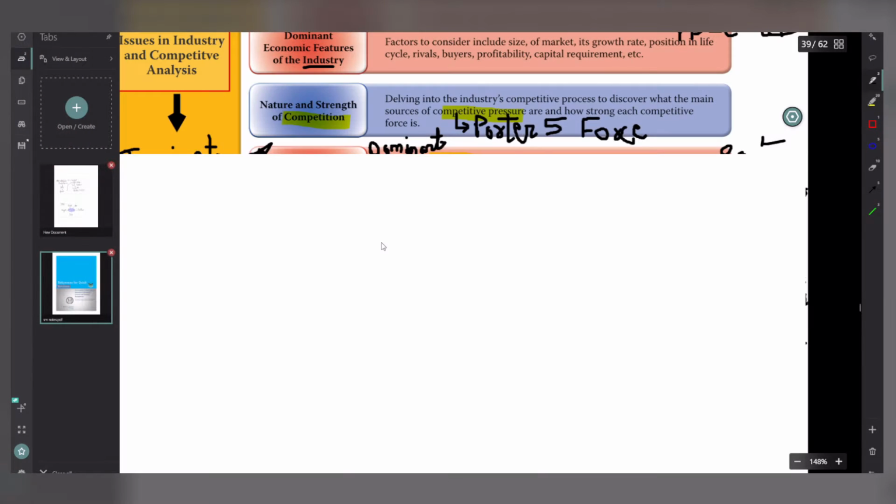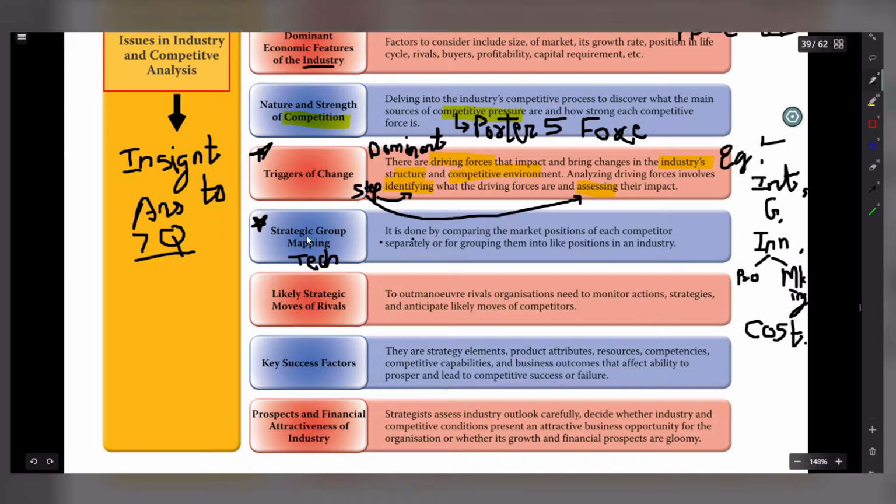Let's go towards the next point. We have completed strategic group mapping. It is done by comparing the market position of each competitor. We compare the market position of competitors separately or group them by position in the industry. We draw circles and group them together as per various characteristics and attributes, and then we create the strategic group map. It is a technique, remember. These are very important questions. There can be individual specific questions on such concepts.